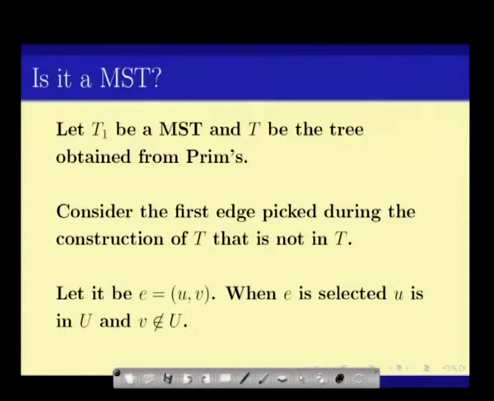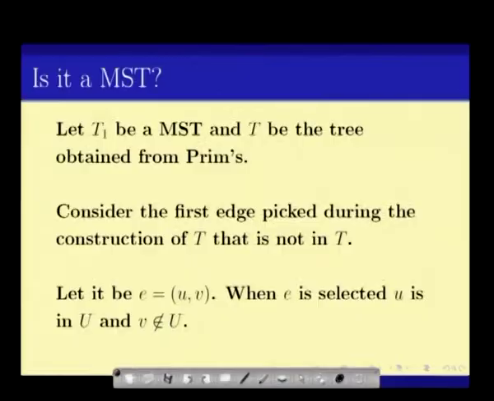So, let T1 be an MST, some minimum spanning tree. Let T be the tree obtained from Prim's algorithm. Now, in Prim's algorithm, I kept on picking edges one after another. Let us consider the first edge that I have picked, which is not in T1. At some point of time that must have happened. Maybe that is the very first edge that I picked, or maybe it is somewhere in the middle, does not matter. But consider the first edge picked during the construction of T.